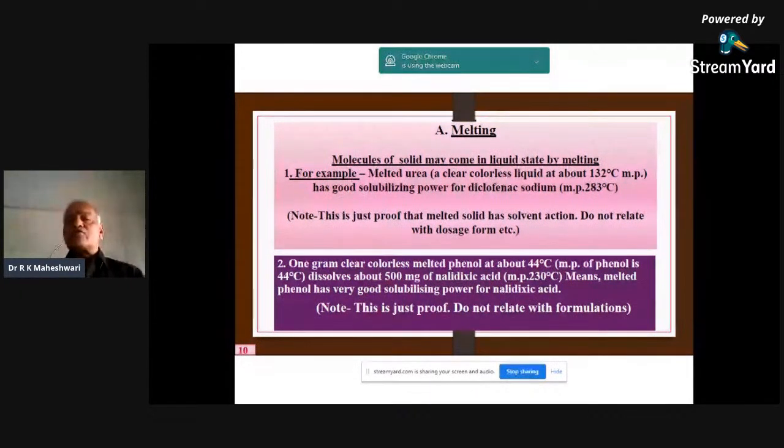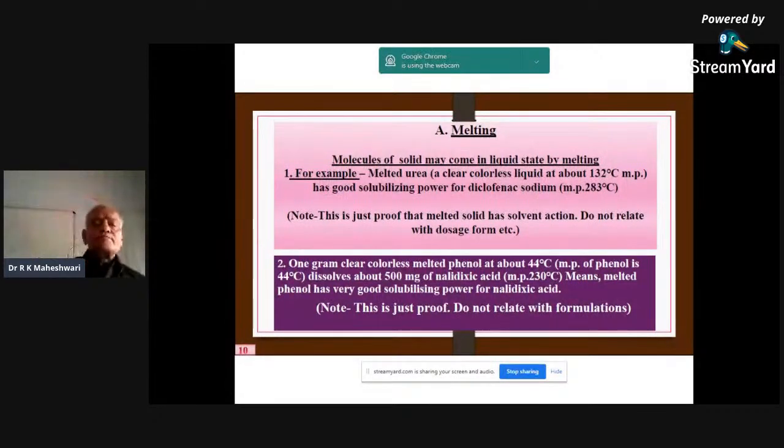Do not relate it with the process of formulation. So please do not ask such questions, like, sir, urea will be toxic, because I told you this is just a proof. I am not saying that you use it in formulation. You are not going to use this urea in formulation, but it is a proof, because we should know how we can say that solids have solubilizing power like this. So these are just the proof.